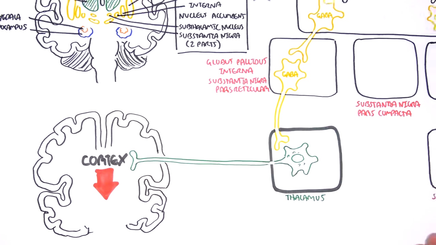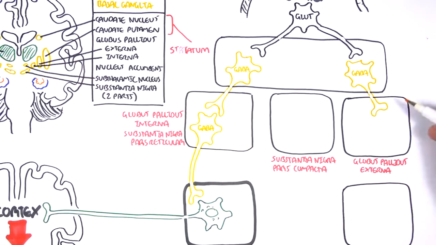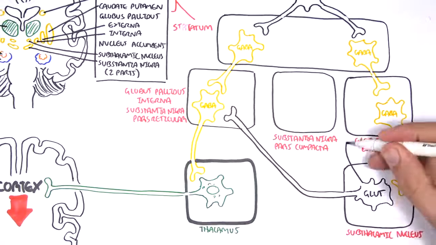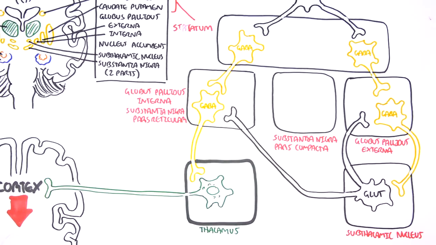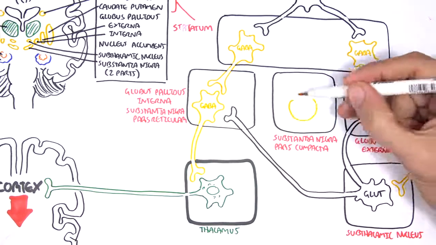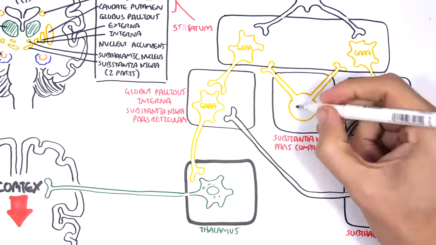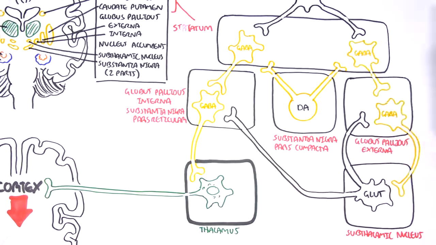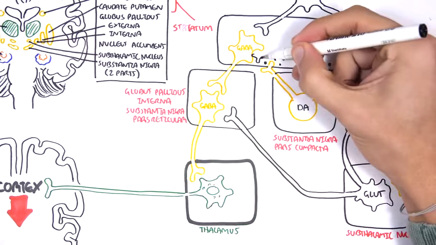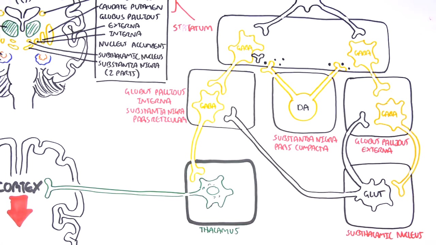Now within the basal ganglia, there's a lot of interconnections happening between the glutaminergic neurons, which are the excitatory neurons, as well as the GABAergic neurons, which are your inhibitory neurons. But the most important thing in this diagram is within the substantia nigra pars compacta, because here we have dopaminergic neurons that arise. And these dopaminergic neurons release dopamine into the caudate striatum.